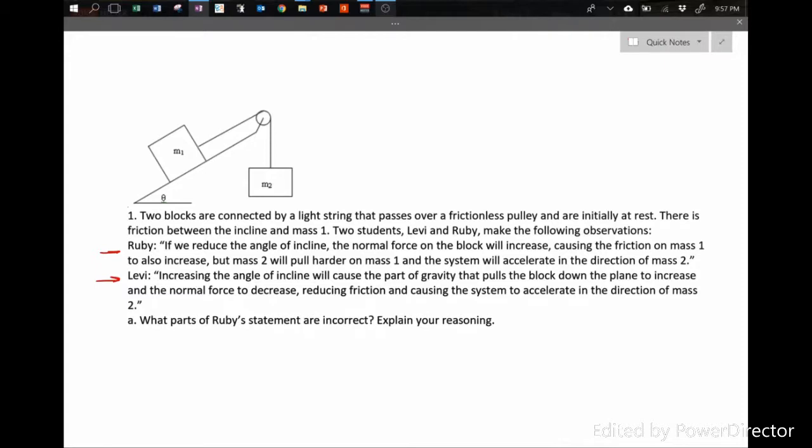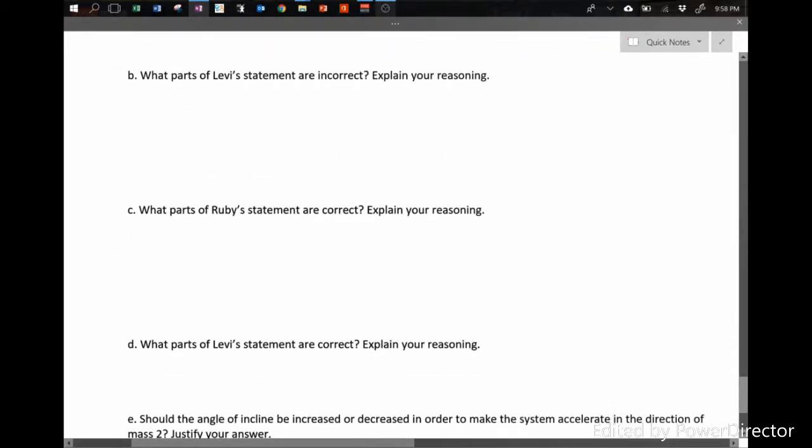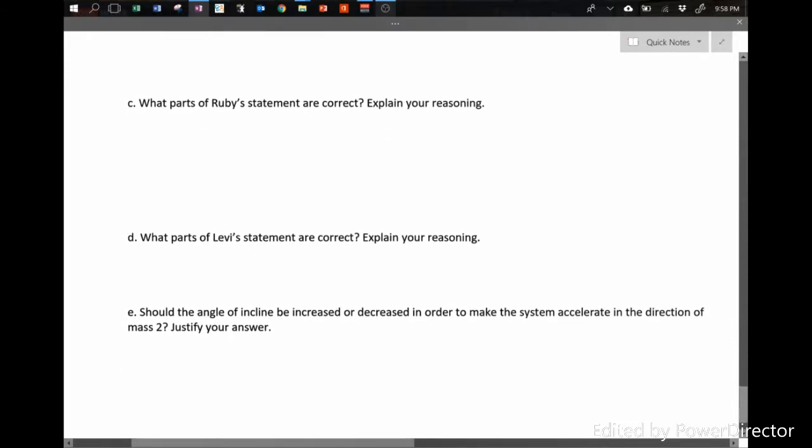Levi says, increasing the angle of the incline will cause the part of gravity that pulls the block down the plane to increase and the normal force to decrease, reducing the friction and causing the system to accelerate in the direction of mass 2. We want to know what part of Ruby's statements are incorrect, what part of Levi's statements are incorrect, what parts are correct, and then should the angle of incline be increased or decreased in order to make the system accelerate in the direction of mass 2?